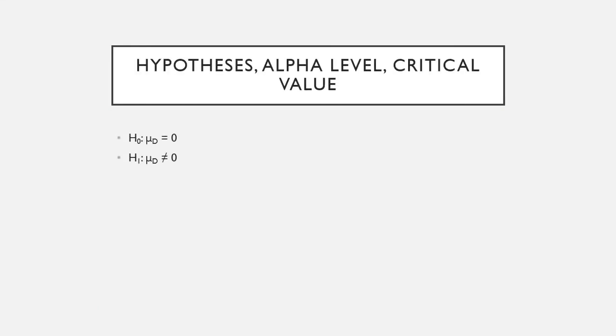For our hypotheses, we're going to say, for our null hypothesis, that the difference in two population means equals 0. And for our alternative hypothesis, the difference in the two population means does not equal 0. We're using a two-tailed test with an alpha level of 0.05.